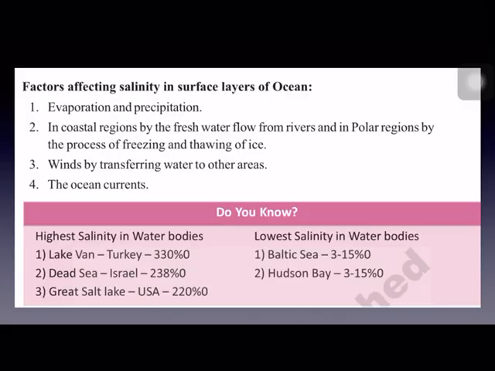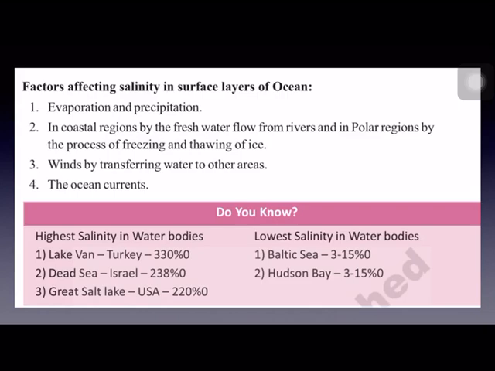Now let us see the highest and lowest salinity in water bodies, where they are found and how much it is. You can see the slide here. The highest salinity in water bodies is found in Lake Van. This Lake Van is in Turkey, and the salinity of Lake Van is 330 parts per thousand. You can see how we write parts per thousand here. For percent we have to add another 0 there. In Lake Van, the highest salinity is found. It is in Turkey, and the salinity of Lake Van, Turkey is 330 parts per thousand.